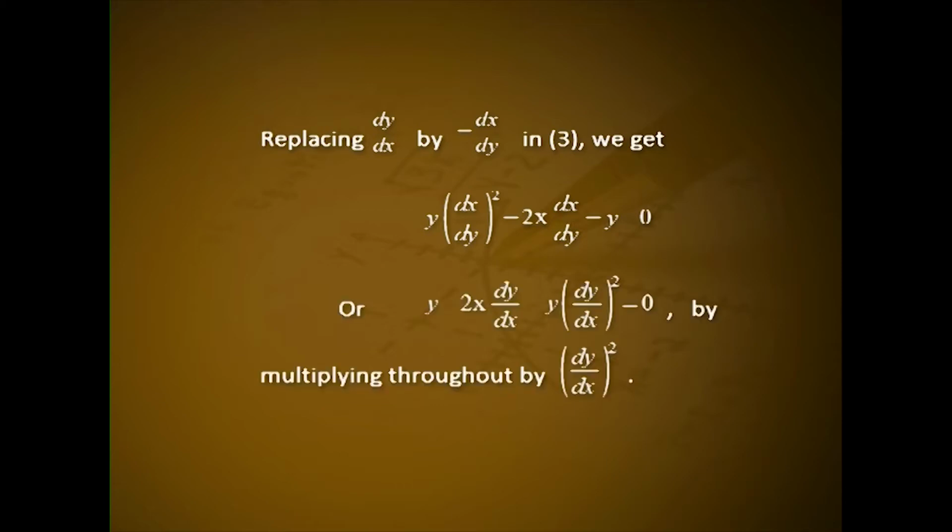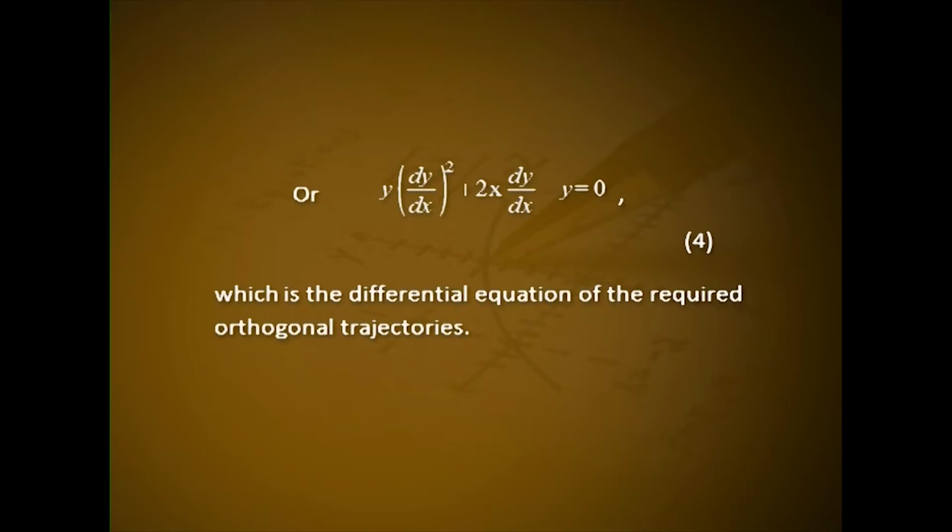Replacing dy by dx by minus dx by dy in equation 3, we get y into dy by dx whole square minus 2x dx by dy minus y is equal to 0, or y minus 2x into dy by dx minus y into dy by dx whole square is equal to 0. By multiplying throughout by dy by dx whole square, we get y into dy by dx whole square plus 2x dy by dx minus y is equal to 0, which is the differential equation of the required orthogonal trajectories.